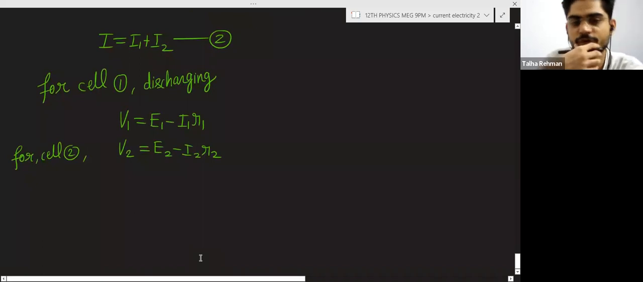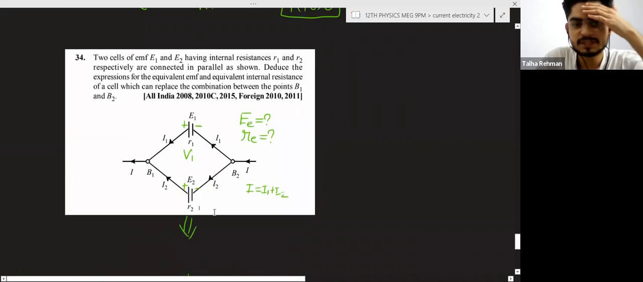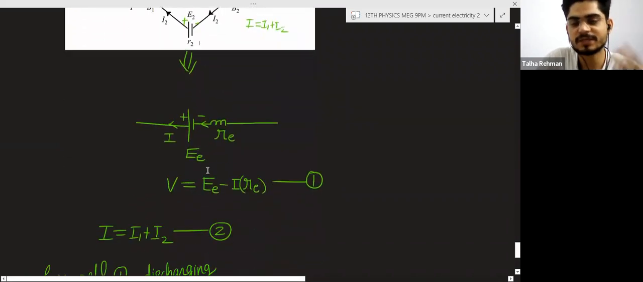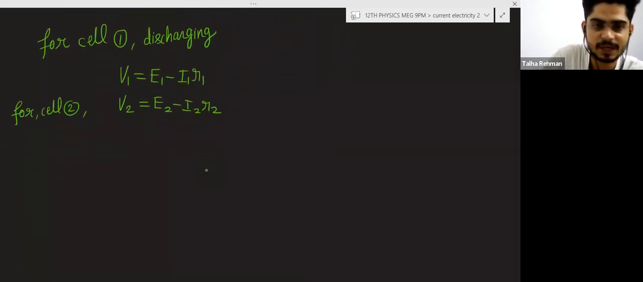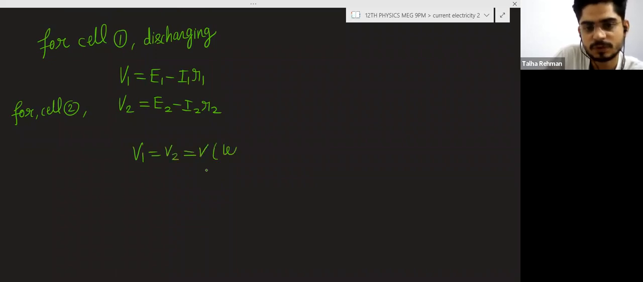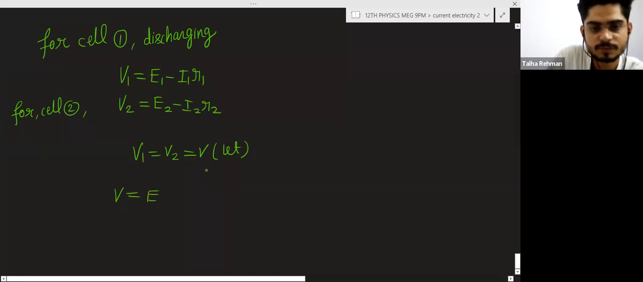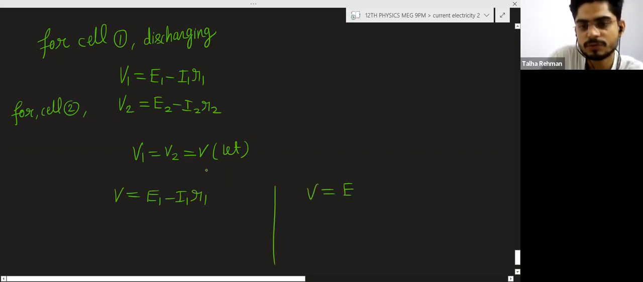So now what will you do? One thing, this is a parallel connection, so the terminal potential of both cells will be the same. So V1 is equal to V2 is equal to V, let's suppose. So you can write V is equal to E1 minus I1 R1, and here you can write V is equal to E2 minus I2 R2.